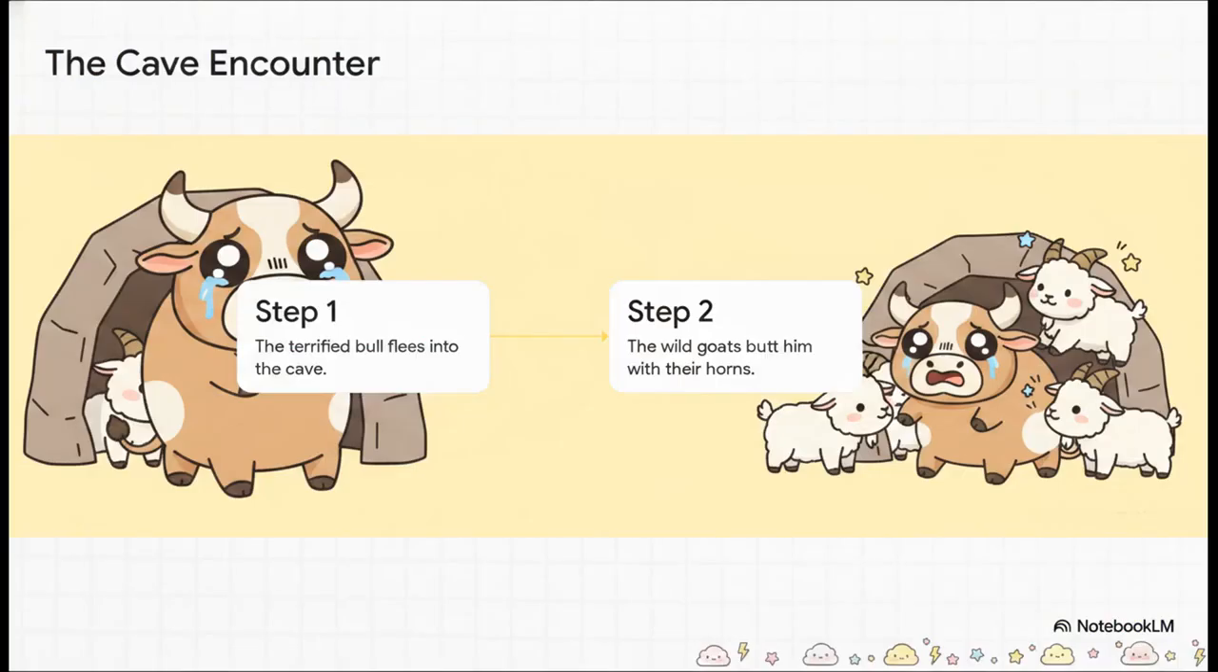And here is the immediate, deeply ironic consequence of his escape. Step 1. The massive, terrified bull squeezes into the cave. Step 2. As soon as he gets in there, the goats immediately begin to butt him with their horns. It's a really striking visual. You have this creature of great strength who used to roam wherever he pleased, now trapped in a corner being physically harassed by a herd of significantly weaker wild goats.